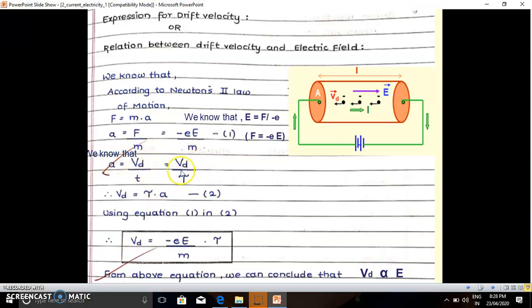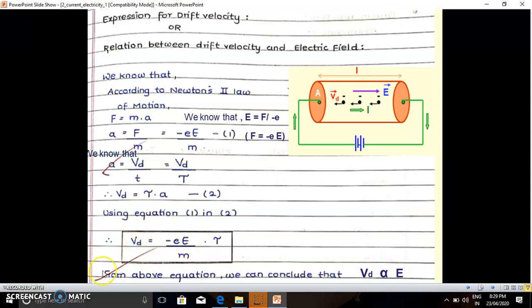So if you rearrange the terms, the drift velocity is equal to tau into a, that is, tau, the relaxation time, into a. So if you put equation 1 in equation 2, that is the value of acceleration in the second equation, it will come Vd is equal to tau into a. Using equation 1 in 2, it will come Vd equals tau as it is, and instead of a we write minus eE upon m. So this is the expression for drift velocity.